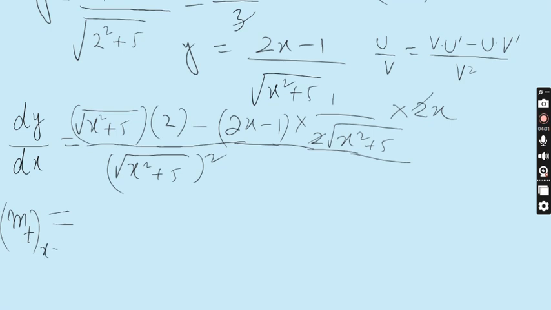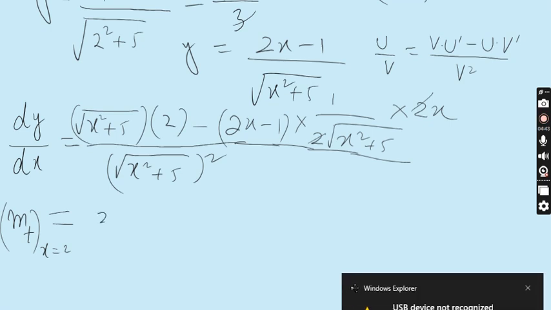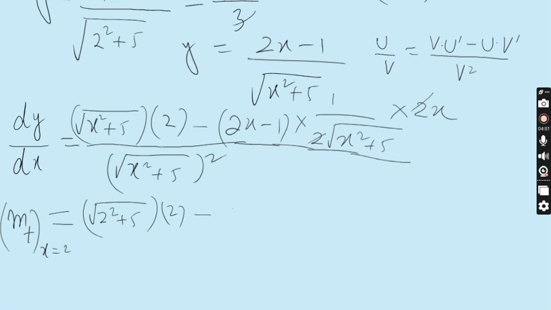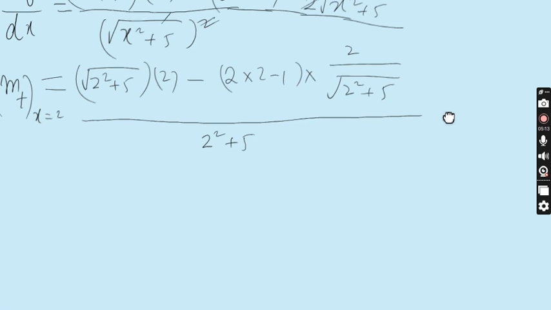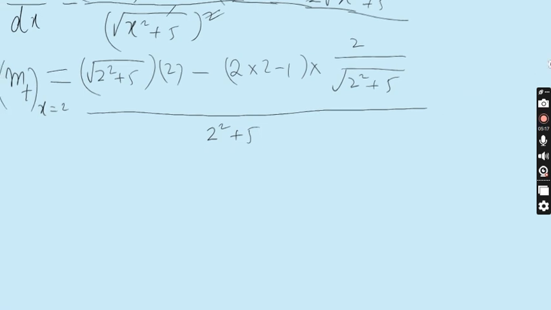So the gradient of tangent at x equals 2: put the value x equals 2 where you are seeing x. So root of 2 square plus 5 multiplied by 2, minus (2 times 2 minus 1) times 2 upon root of 2 square plus 5, upon the root square cancelled by this root, 2 square plus 5. 2 square is 4, 4 plus 5 is 9, root 9 is 3, 3 times 2. Minus, 2 times 2 is 4, 4 minus 1 is 3.